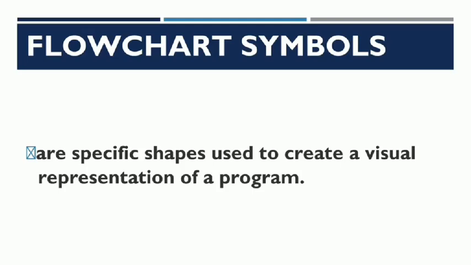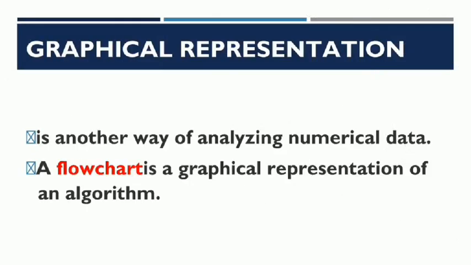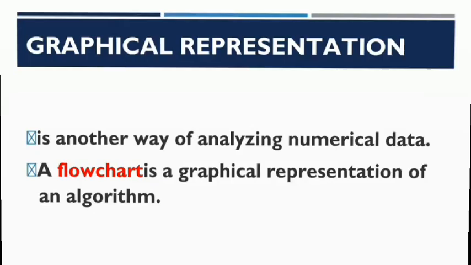Flowchart symbols are specific shapes used to create a visual representation of a program. Flowchart symbols can be as simple as three separate functions with one line connecting them, or they can be an entire web of functions. Graphical representation is another way of analyzing numerical data. A flowchart is a graphical representation of an algorithm.